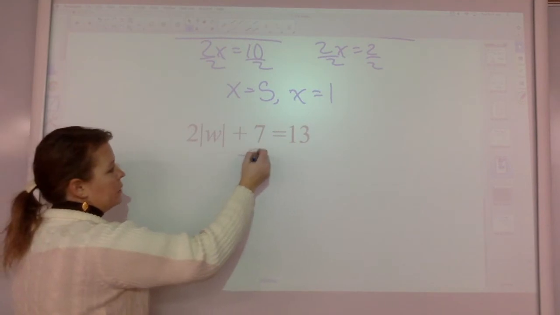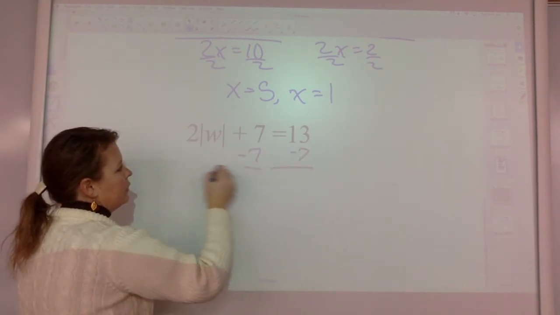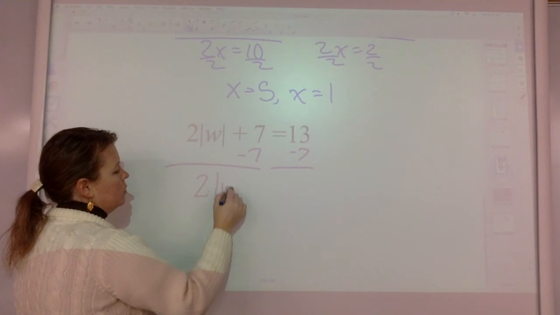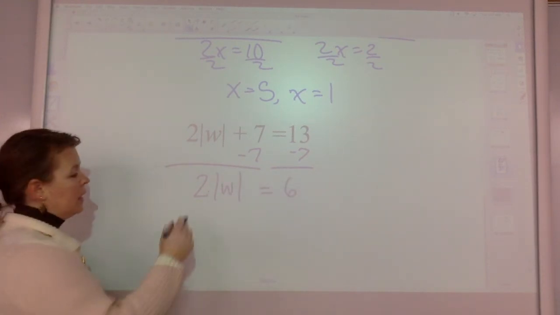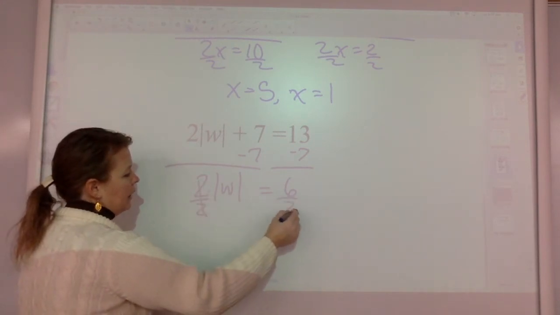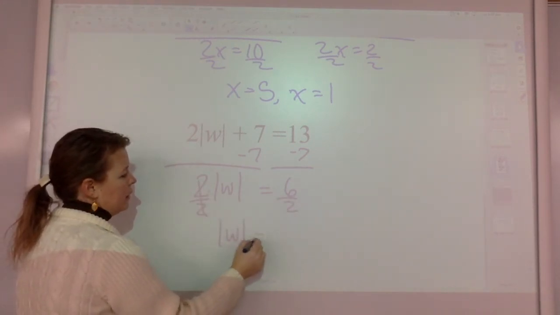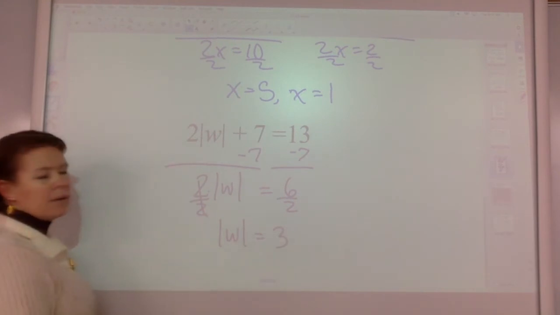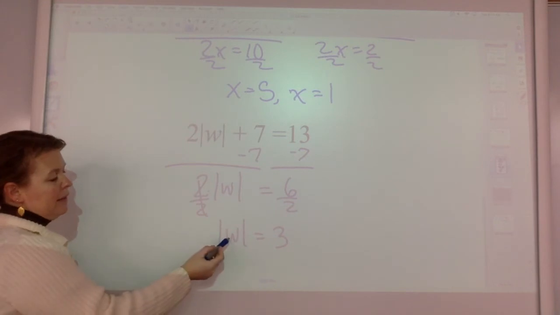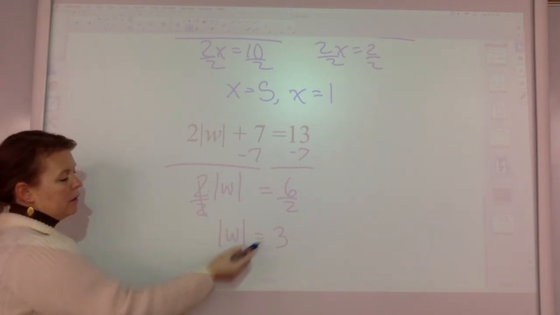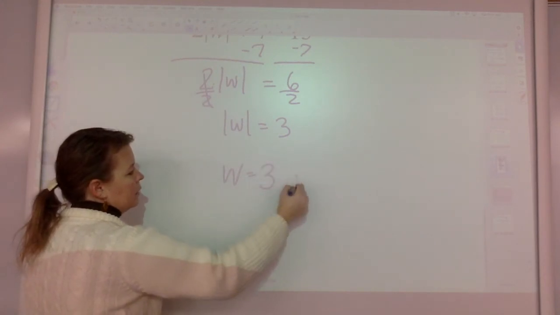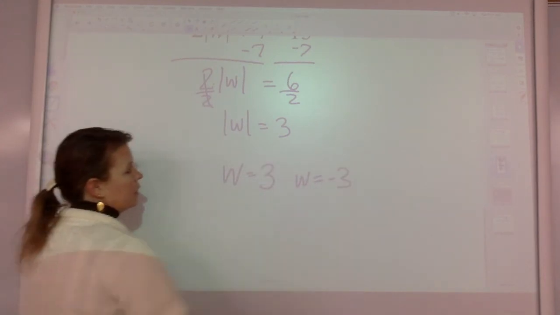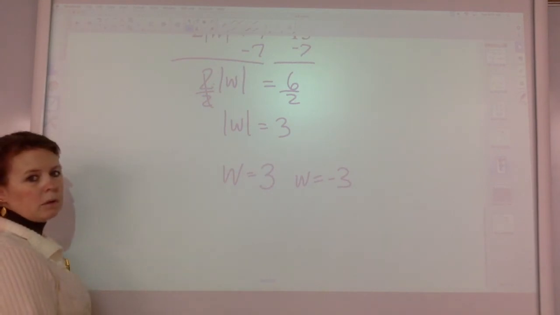So you're going to always do adding and subtracting first. Minus 7 from both sides. You get 2 absolute value of w equals 6. Then you're going to divide by 2 on both sides and get the absolute value of w equals 3. 6 divided by 2 is 3. If the distance from 0 is 3, we know that we could have gone 3 to the right, or we could have gone 3 to the left. Either one of those works.